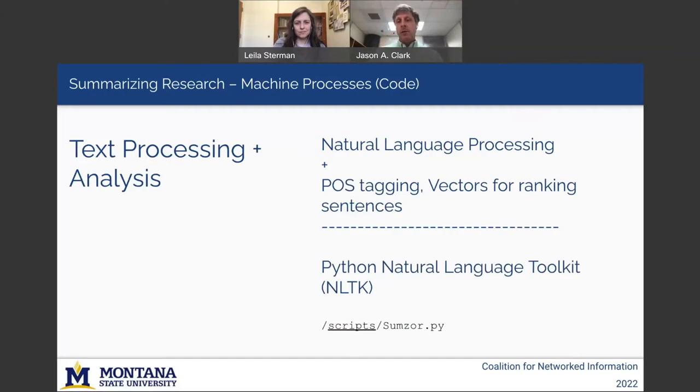We used a library that ranked sentences so that we could understand where those important sentences were, or what the machine model understood as important sentences. We primarily used the Python Natural Language Toolkit. Again, the script is there if people are interested in seeing some of the code behind the scenes.